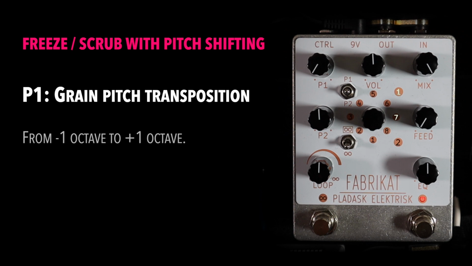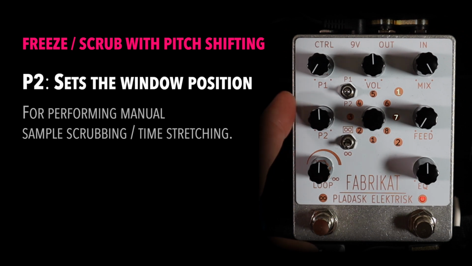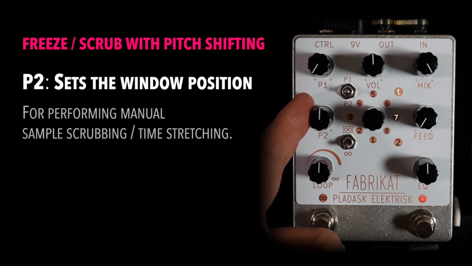I actually really like that. Now, parameter number 2 does the same thing as in the last algorithm, and that means it sets the window position of the freeze. So basically, you're turning this and you're performing manual sample scrubbing and time stretching.